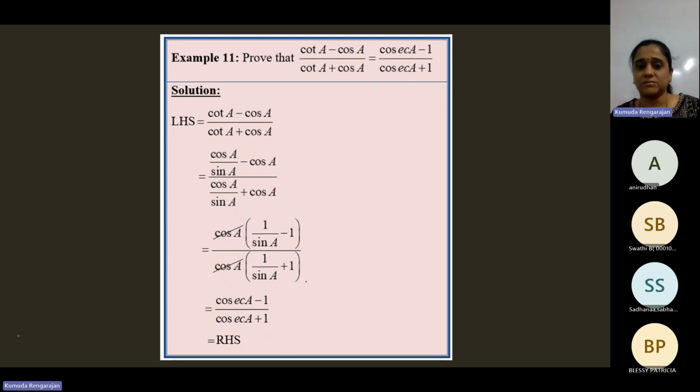Now look at the RHS. We're almost there. We have minus 1 plus 1, but it's 1 by sine A. What is 1 by sine A? Cosecant A. So 1 by sine A is written as cosecant A plus 1, minus 1, minus 1 plus 1.